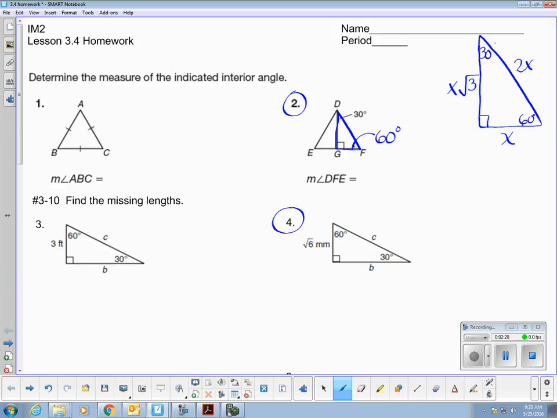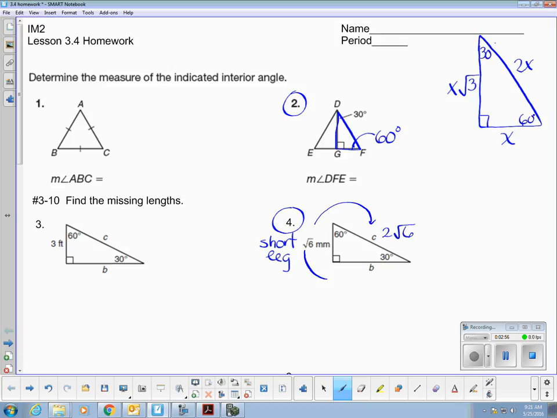Number 4 says to find the missing lengths. So we're looking for side lengths B and C. So in this triangle, I know the short leg. So let's begin by going from the short leg to the hypotenuse. So to do that, I need to multiply radical 6 times 2. So that gives me 2 radical 6.